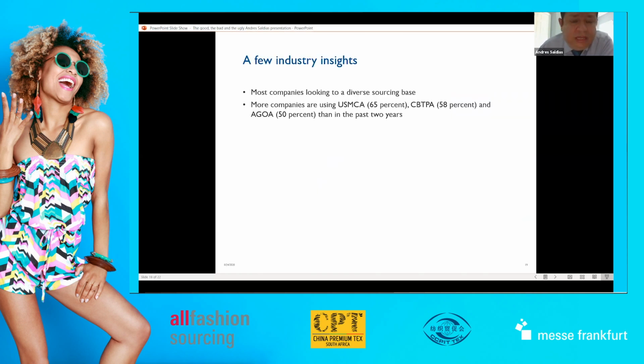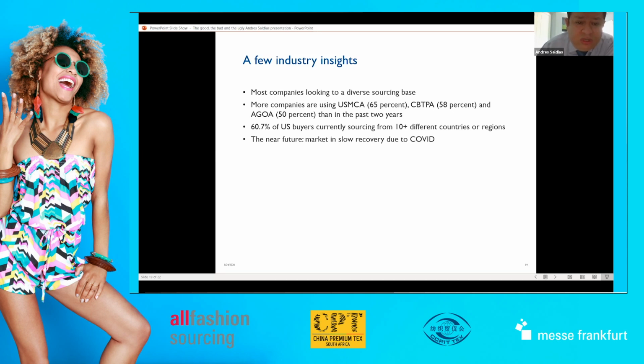As we move to my closure, please understand that most companies are looking to a diverse sourcing base right now. In the industry insights, more companies are using the United States, Mexico, and Canada agreement. 65% are using more. 58% are importing more from Central America. And interesting, 50% are using more from AGOA than in the past 2 years. 60.7% of US buyers are currently sourcing from 10 different countries or regions. They understand that having one single supplier like China was a mistake. They are sourcing from different countries now.